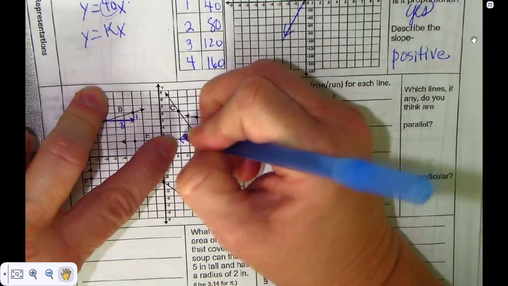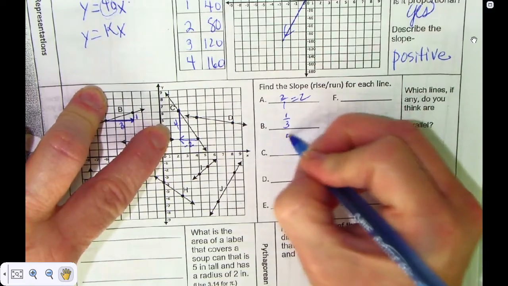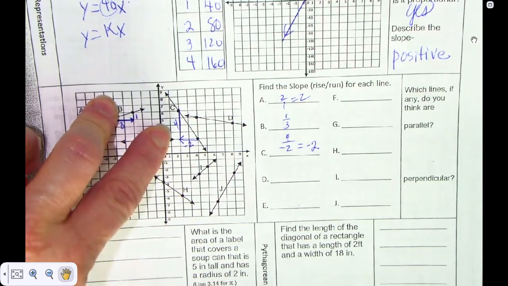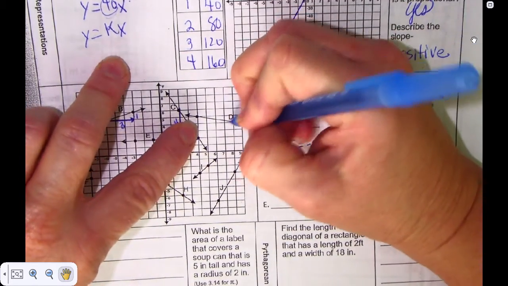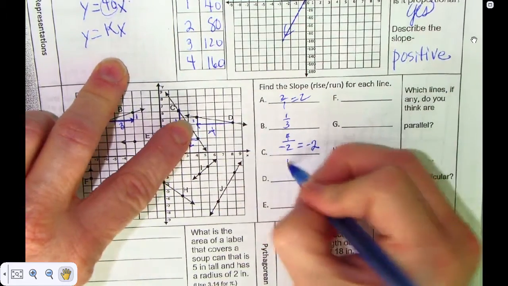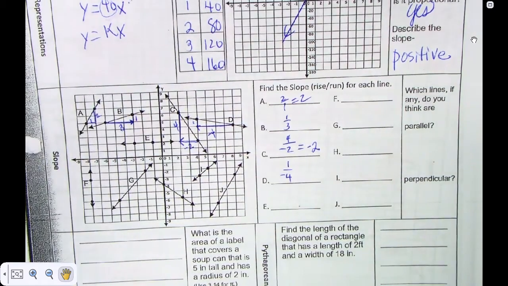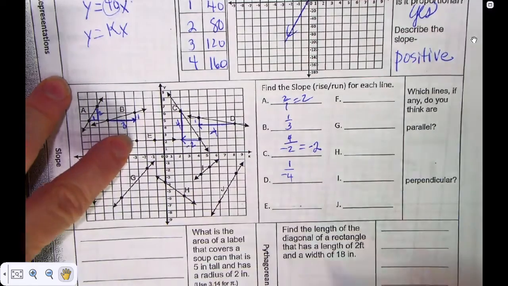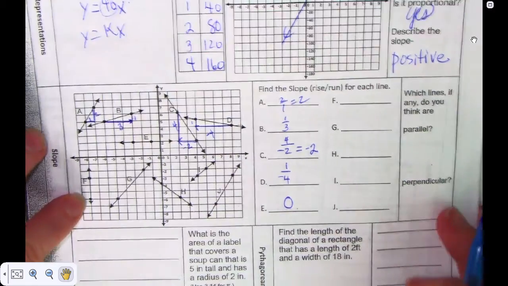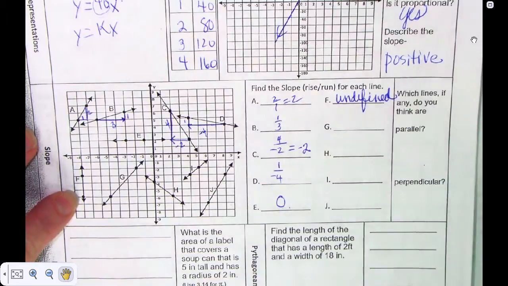C. Go over -2. Awesome. Up 4. So C is 4 over -2, which is -2. D. Left 4 and up 1. So 1 over -4, which is just -1/4. E's horizontal, so the slope is, yay, 0. F, the slope is vertical, so it's undefined. Awesome.